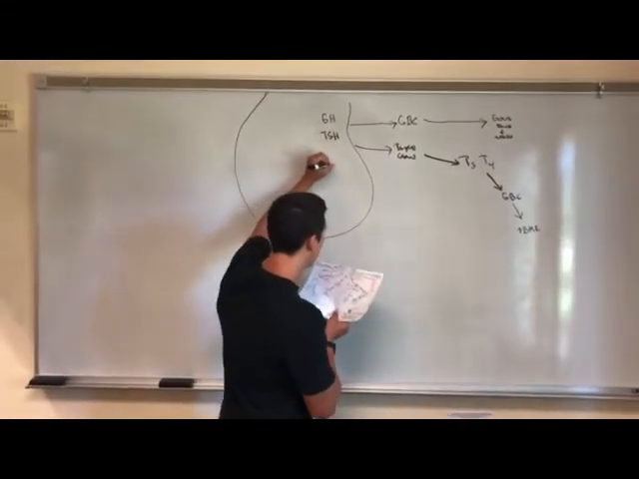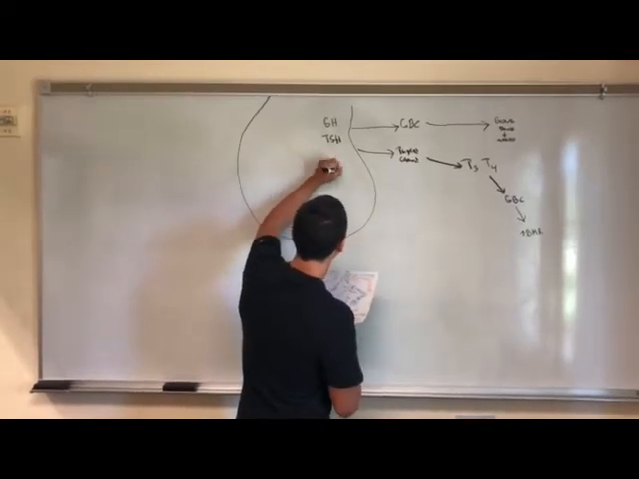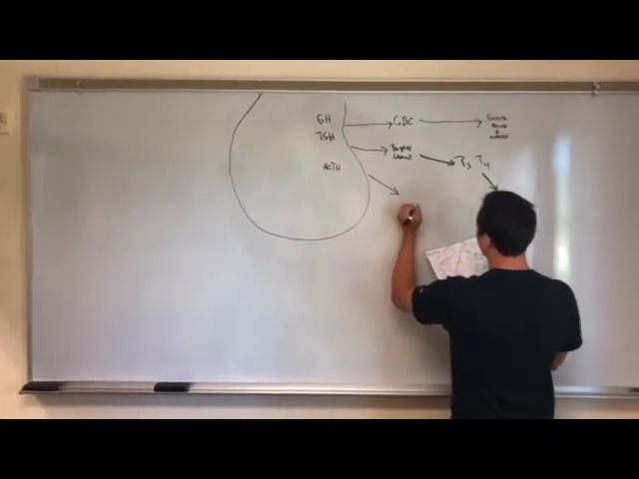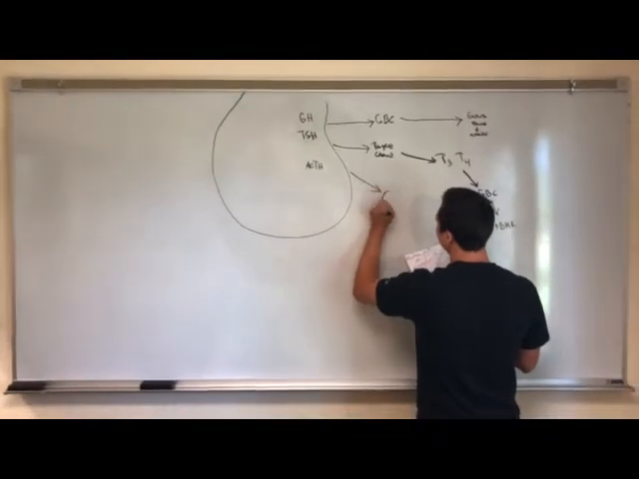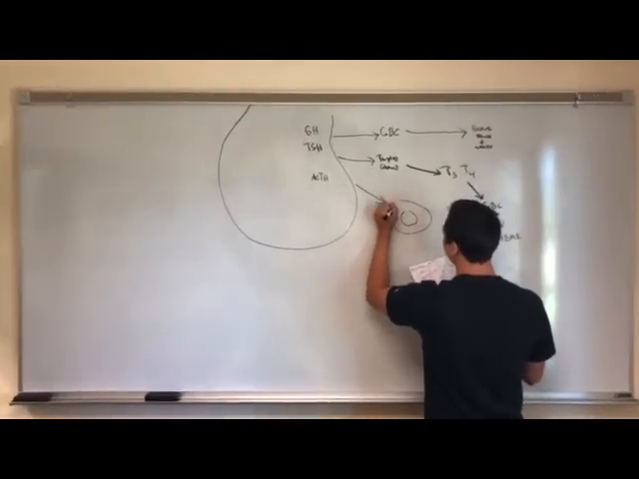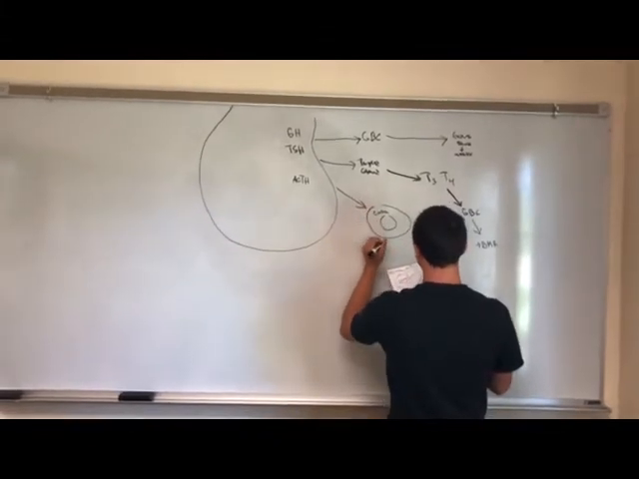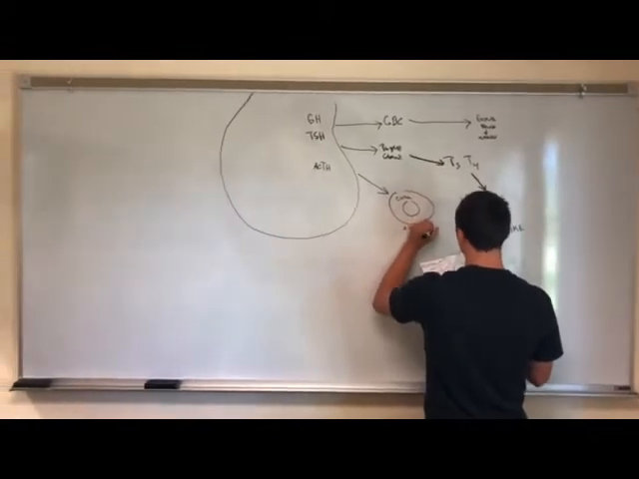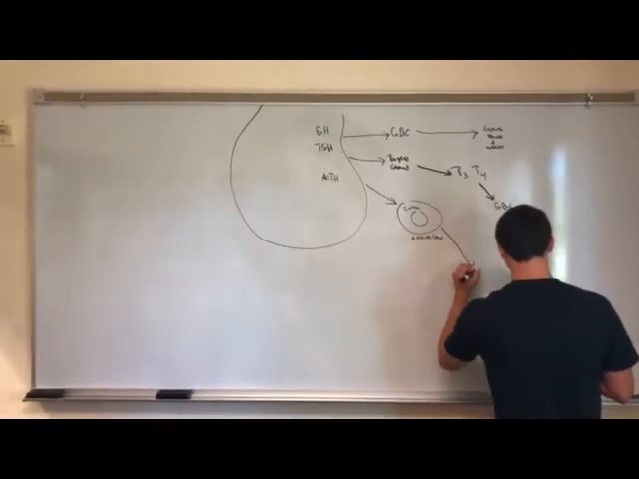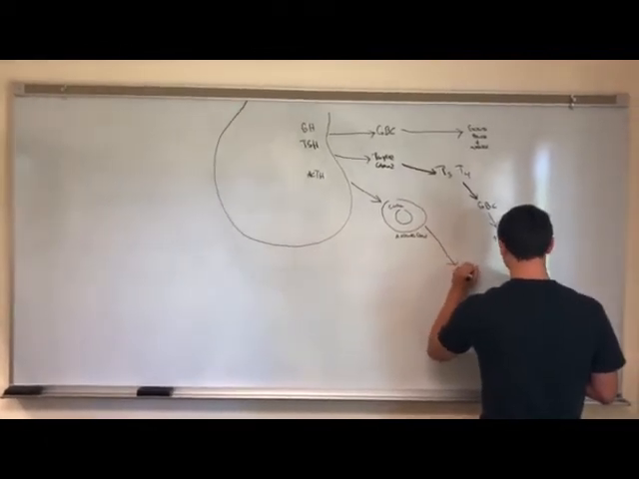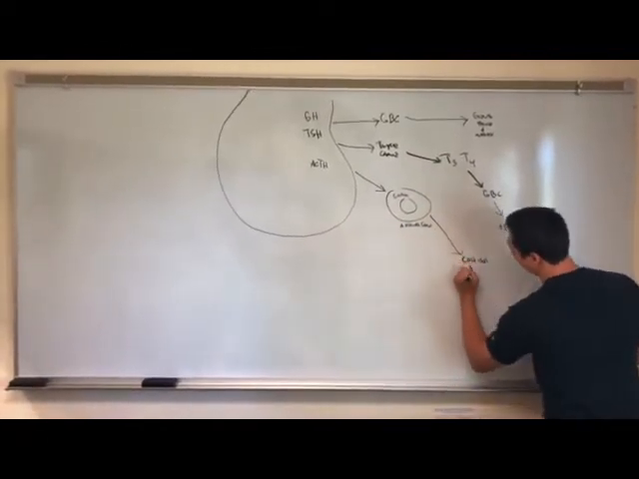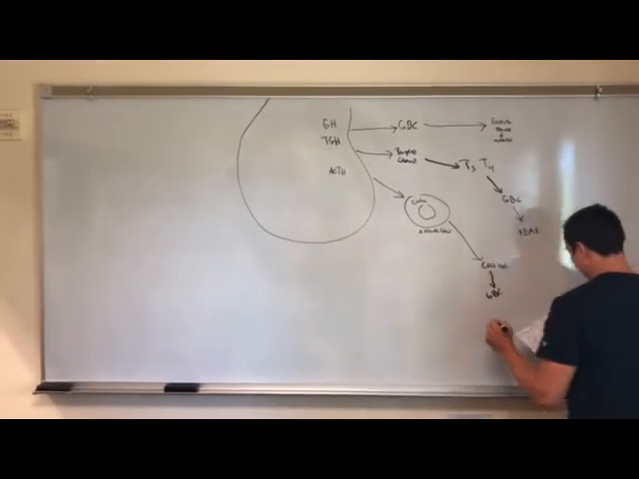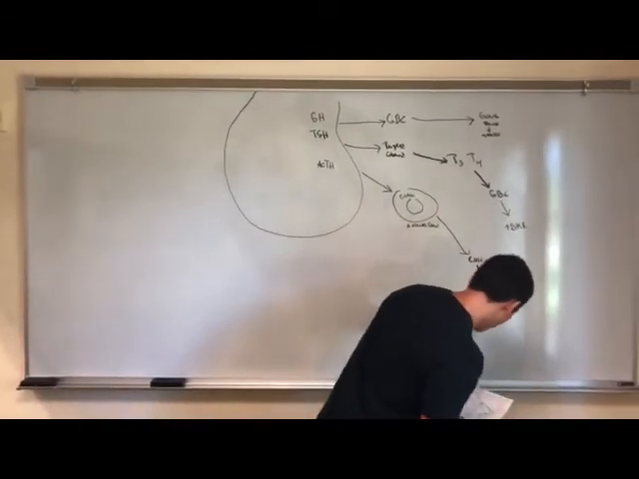We're also going to go over ACTH, which then targets the cortex of the adrenal gland, which then produces cortisol, which then targets general body cells, which then promotes healing.